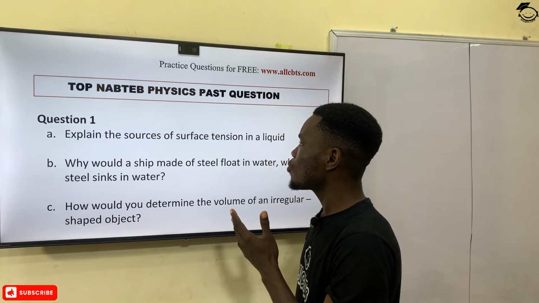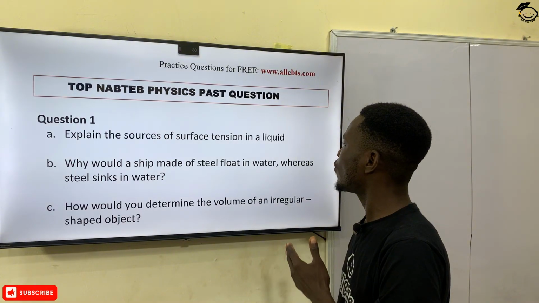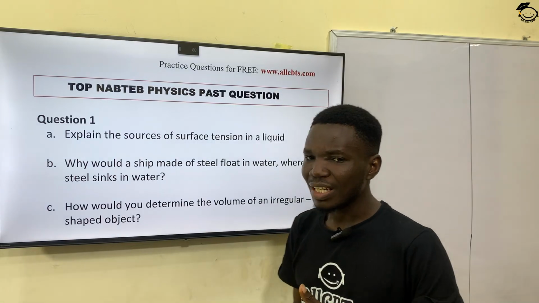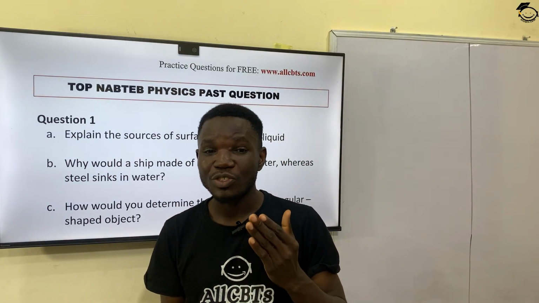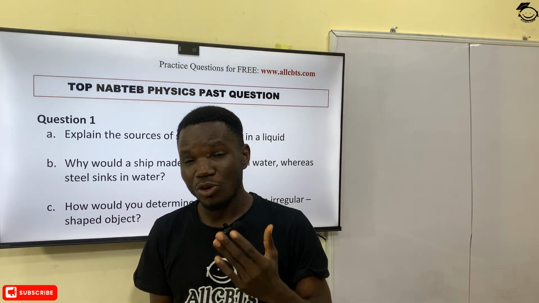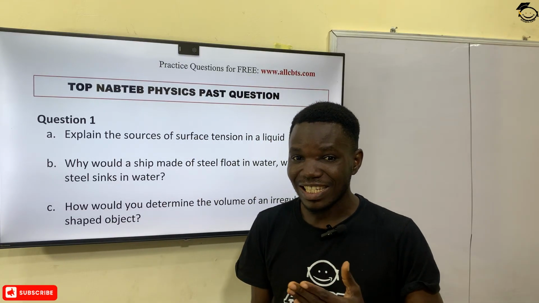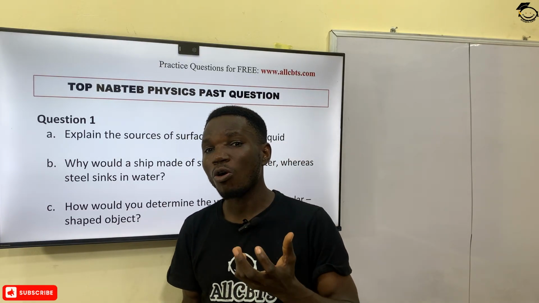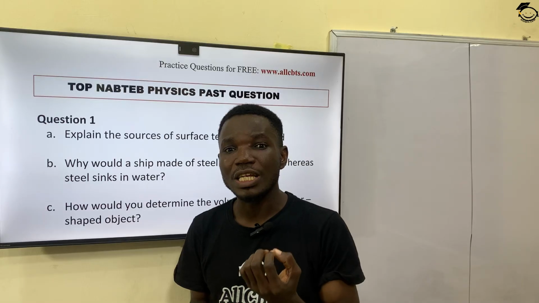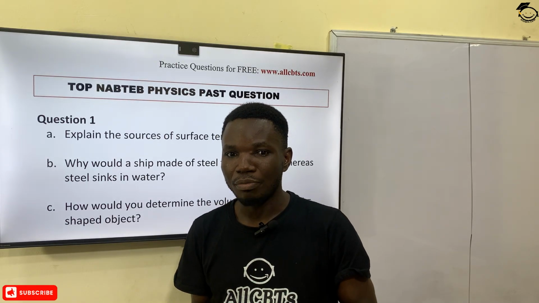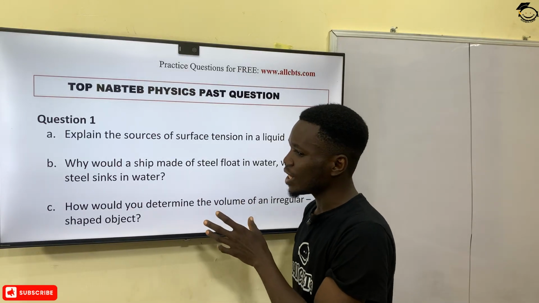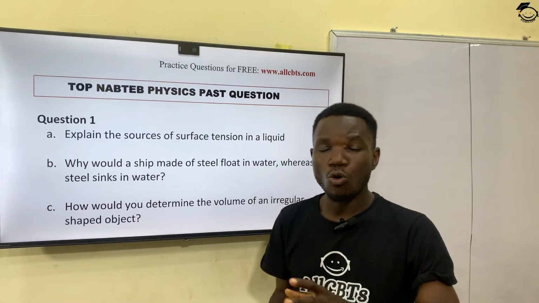It says, why would a ship made of steel float in water, whereas steel sinks in water? Now, the reason why a ship made of steel will float in water is based on two principles. The first principle is the principle of buoyancy, that says that an object, especially a hollow object that is placed in water, will displace the amount of water equal to the volume of it that is immersed. And that principle is also called the principle of flotation. That is why substances are able to float in water.